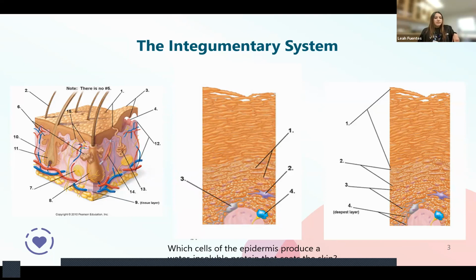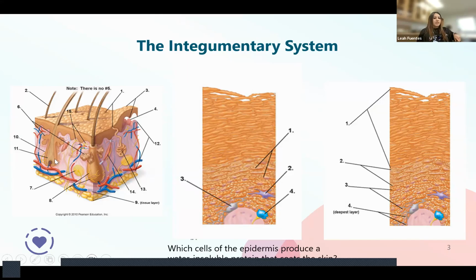Number 9. Number 9 down here, it's another layer. Yes, the hypodermis. Does anybody know what the hypodermis is composed of? Adipose, yeah, fat. So adipose fat tissue. 10, where are we? Over here. Number 10 is going to be the hair follicle.